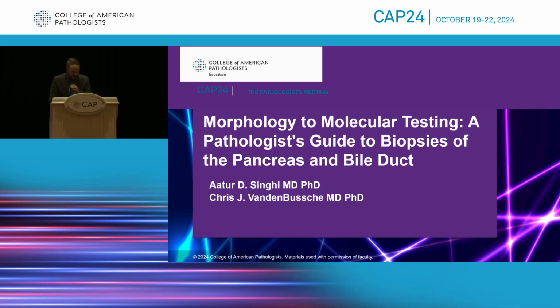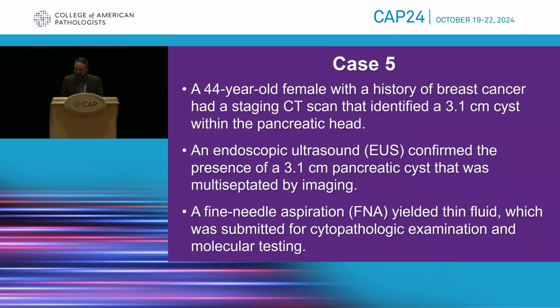Hi, I'm Chris Vandenbush. It's nice to see you all. So, diving right into case 5. Case 5 is a 44-year-old female with a history of breast cancer who had a staging CT scan that identified a 3.1 centimeter cyst within the pancreatic head.